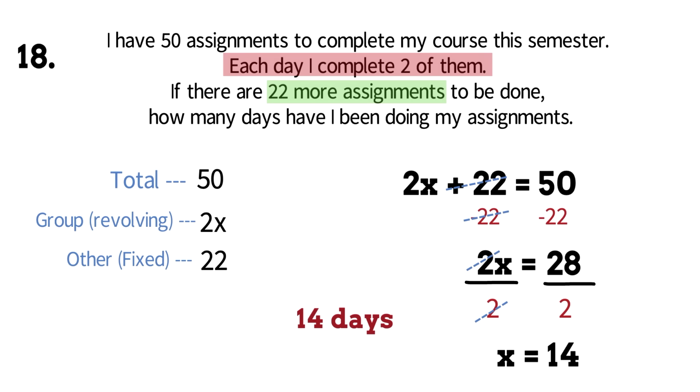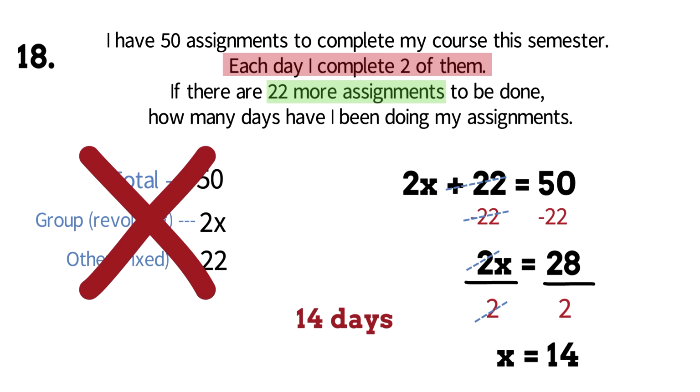For teaching purposes and clarity, I write a lot of things down. Please, on your GED test, don't waste your time writing things unless they are absolutely necessary. All these here are unnecessary to write. You can easily jump to this part if you know what you're doing. All you need is knowing what your revolving, your fixed, and your total values are. You can solve for x from this point.